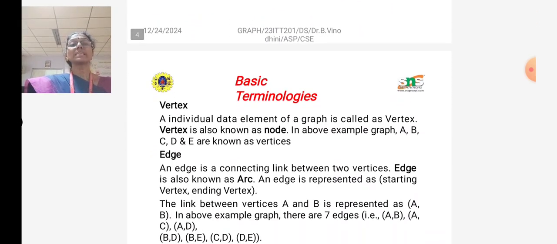So what is a vertex? Vertex is an individual data element. It is called a vertex. Another name for the vertex is a node. Edge is a connection between two vertices. It is called an edge, or it is called an arc.